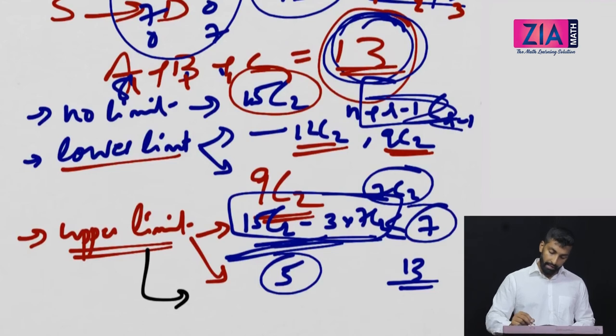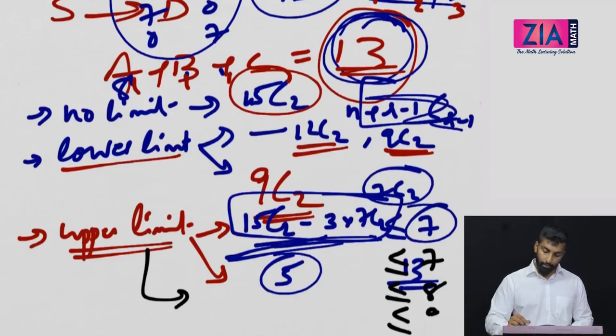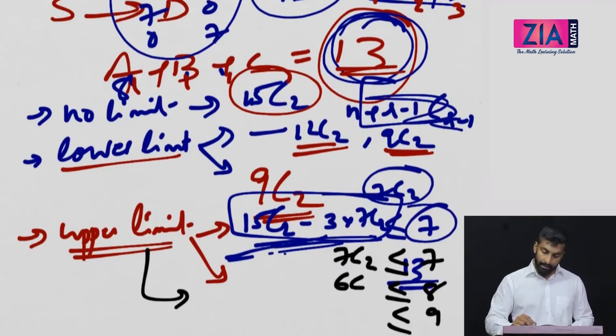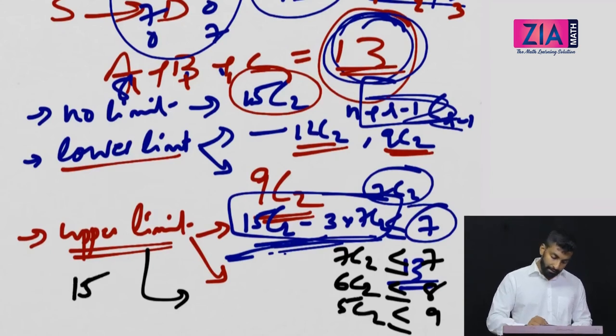So here we have seen A should not get more than 7, that is less than or equal to 7. B should not get more than 8. C should not get more than 9, right? So we need to see the possibilities of the situations in which A violate the condition, B violate the condition and C violate the condition. So A we have seen 7C2, 6C2 ways B violate, 5C2 ways C violate, total is 15C2.